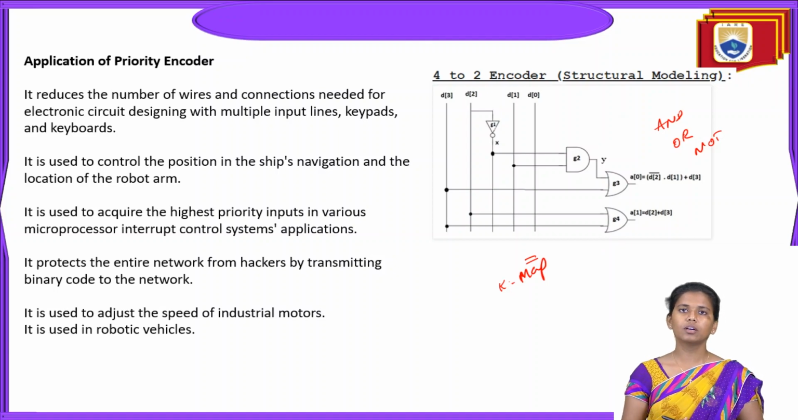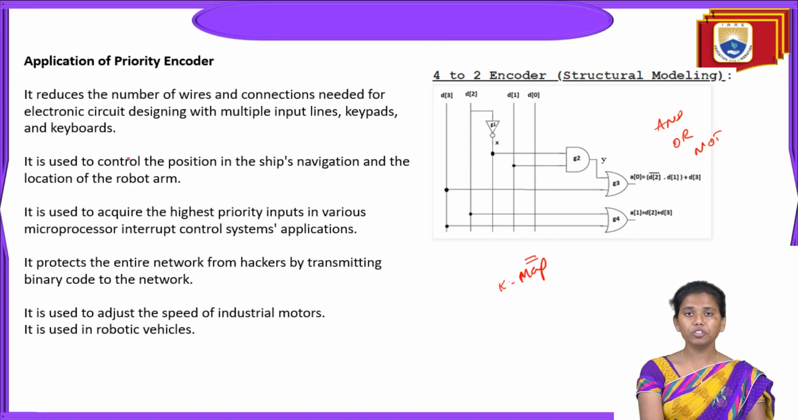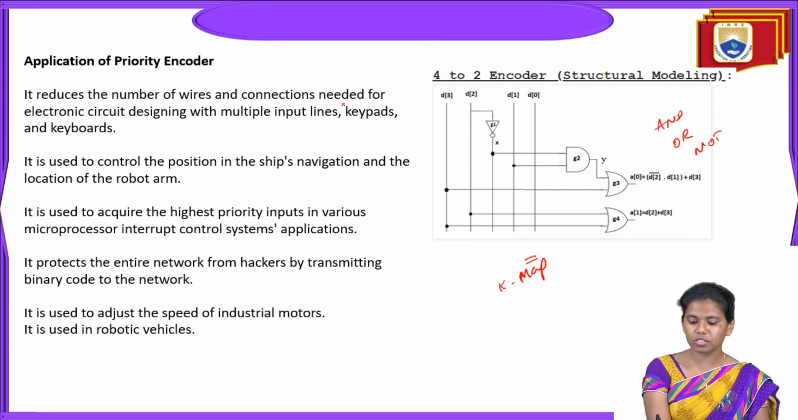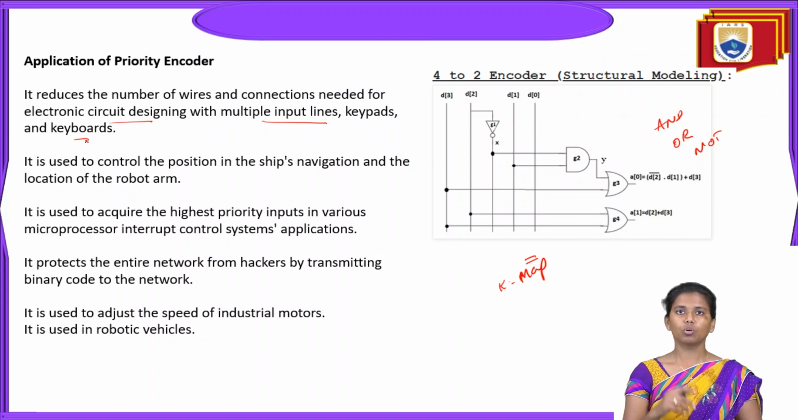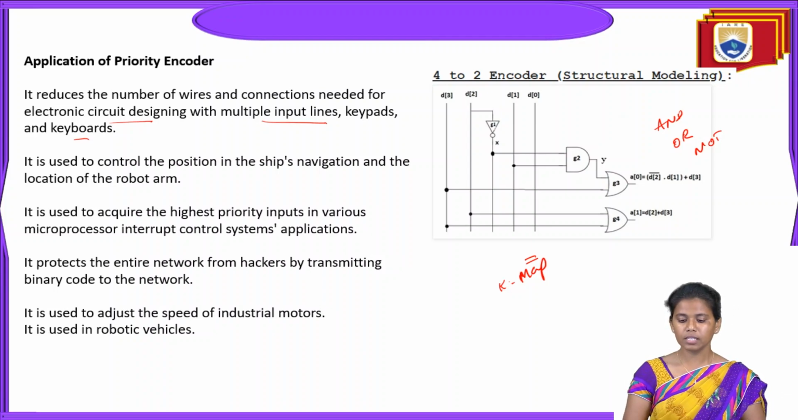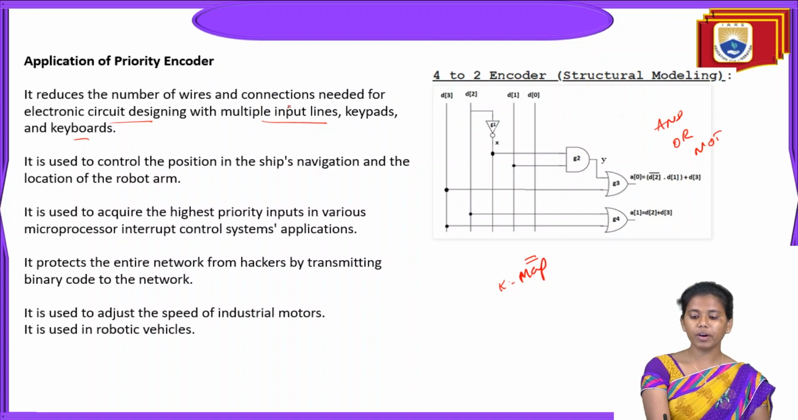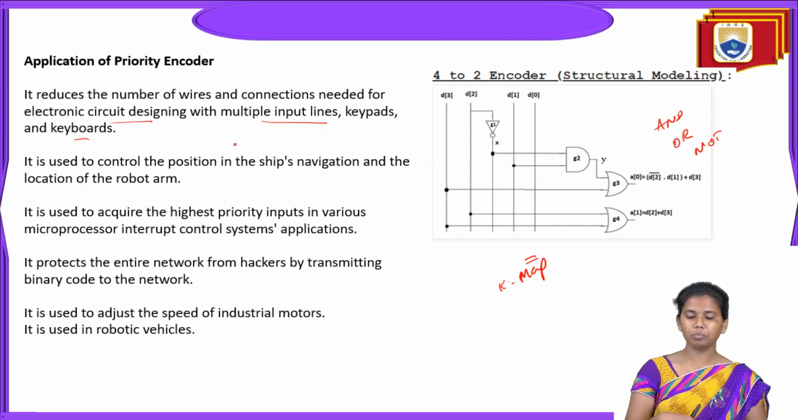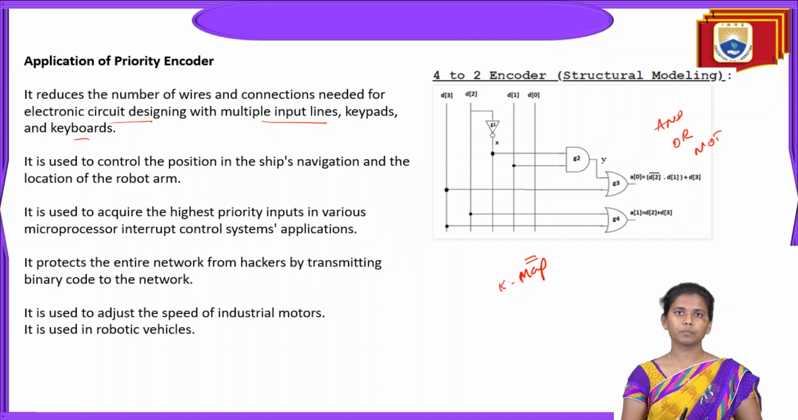And then coming to the encoder's applications. Where can we use encoders? It reduces the number of wires and connections needed for electronic circuits designed with multiple input line keypads and keyboards. So remember that the advantage of this encoder is that the number of wires and connections in a circuit with multiple inputs and outputs is reduced. It reduces the number of connections.